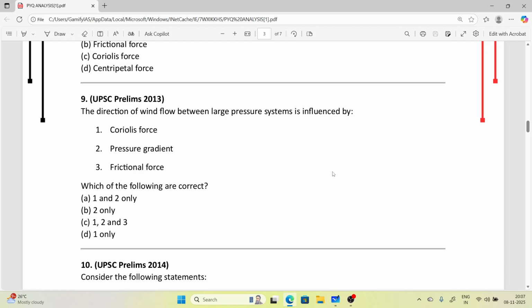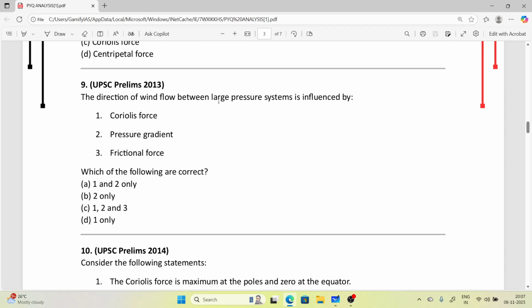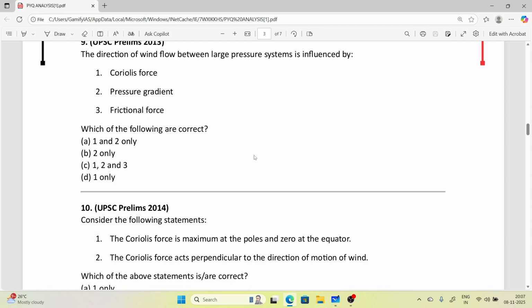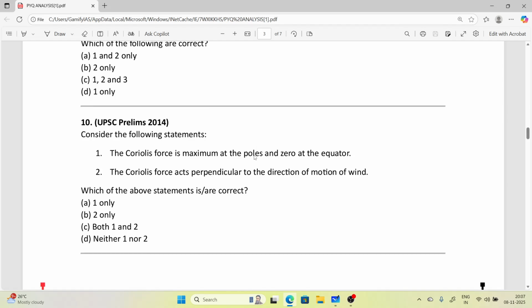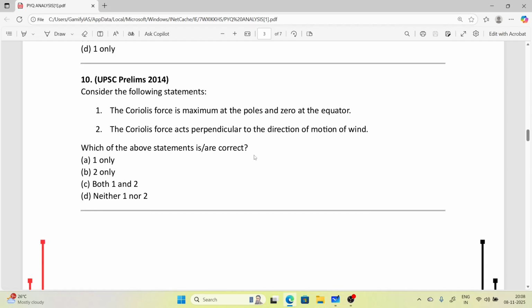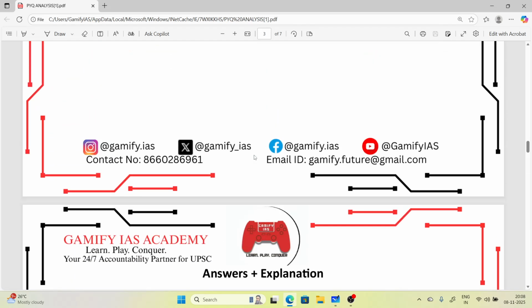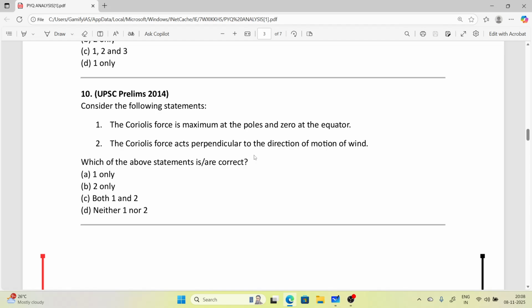The direction of wind flow between large pressure systems. You take this question. This is a very important question. Coriolis force, pressure gradient force. Is there something called frictional force? Okay, you think about it. Very tricky question. You tell me the answers in our groups and in the comment section. Now let us come to the final question. Coriolis force. The answers are in this PDF, but I want you to explain to me what this frictional force is. Does it really exist or not?